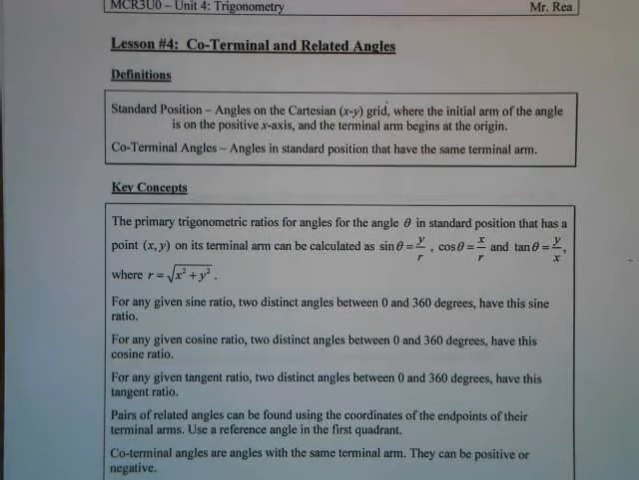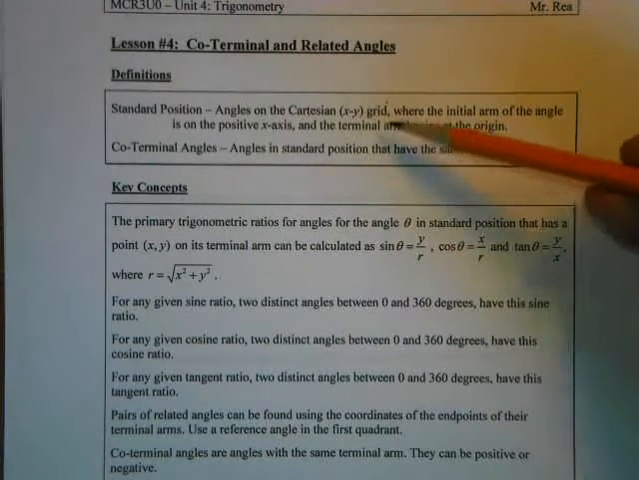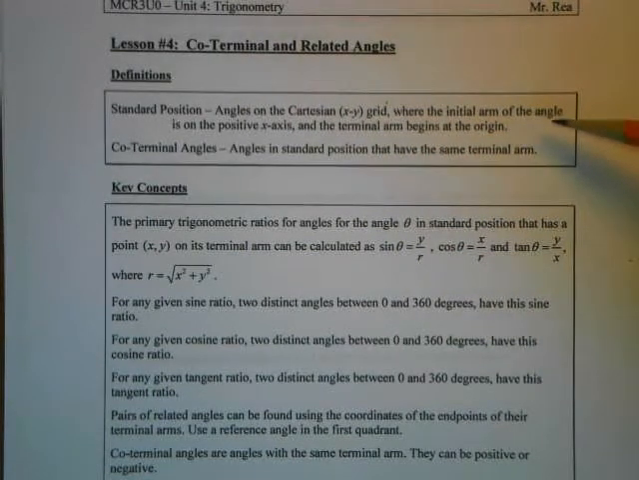Hopefully you remember from a couple lessons ago we talked about angles in standard position. We talked about initial arm, terminal arm, and the reference angle, where the arms and angles are located on the XY grid. So we're going to keep talking about that and hopefully learn some new things that we could use as additional tools for trigonometry. So there's our standard position definition.